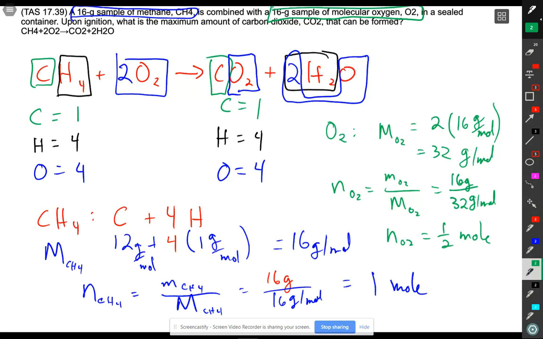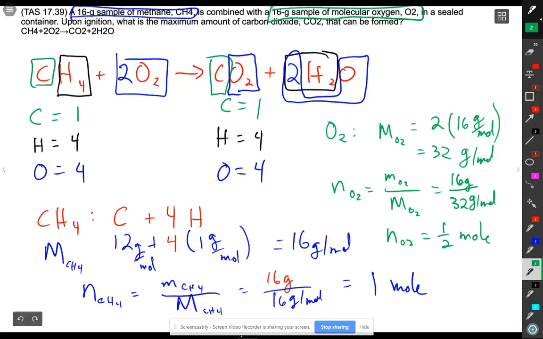Which one is going to limit our reaction? Which one's going to run out first? Oxygen. And if we make a half mole of oxygen and completely convert it, how much methane are we going to convert? Actually, not half, because it requires 2 moles of oxygen for every methane that's used. And so the amount of methane used is going to be half the number of moles of the oxygen used.